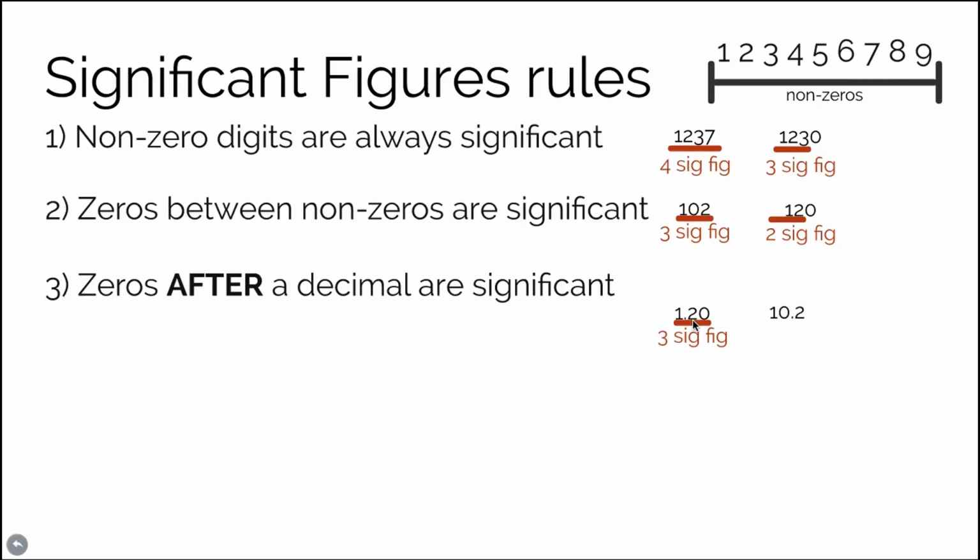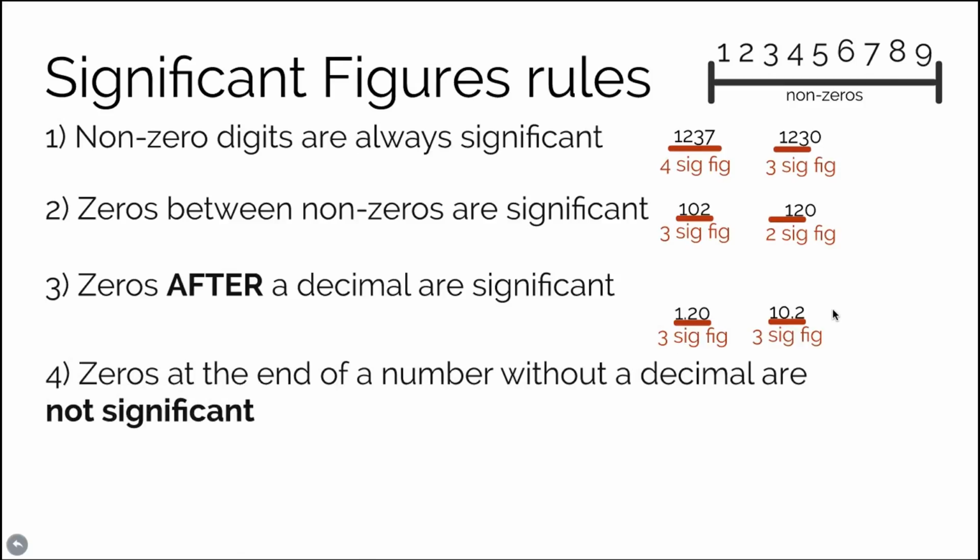And same for 10.2. Again, there's a decimal here, and the 0 is sandwiched between the 1 and the decimal, or you can think of it as being sandwiched between the 1 and the 2. Either way you look at it, this would still have 3 significant figures.